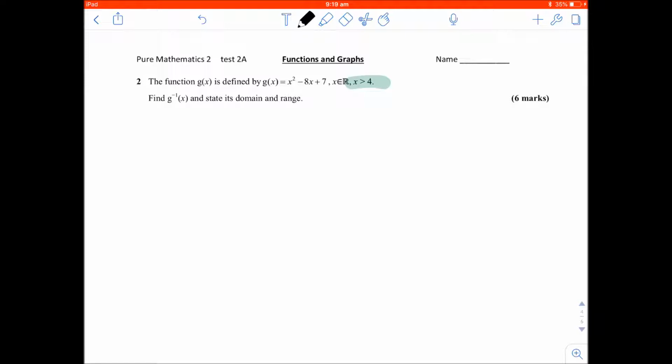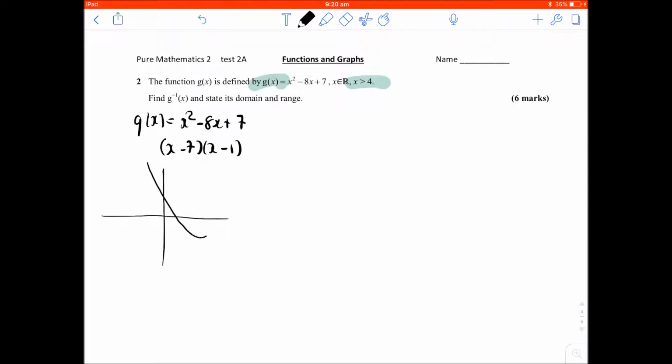So what I'm going to do first of all is, we're told what the domain is, I'm going to find the range of the regular function g of x, and that is then going to tell me the domain and range of the inverse because we just flip them around. So looking at this, we've got that g of x is x squared minus 8x add 7. So I can factorize that to be x minus 7, x minus 1, and that tells me that for my graph, I'm going to have a graph that looks something like that, passing through at 1 and at 7.